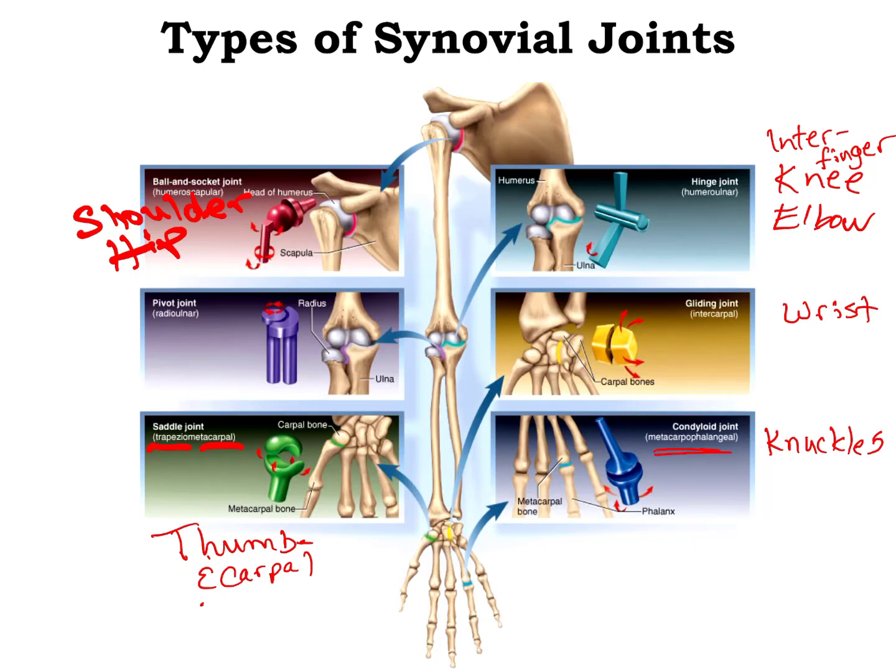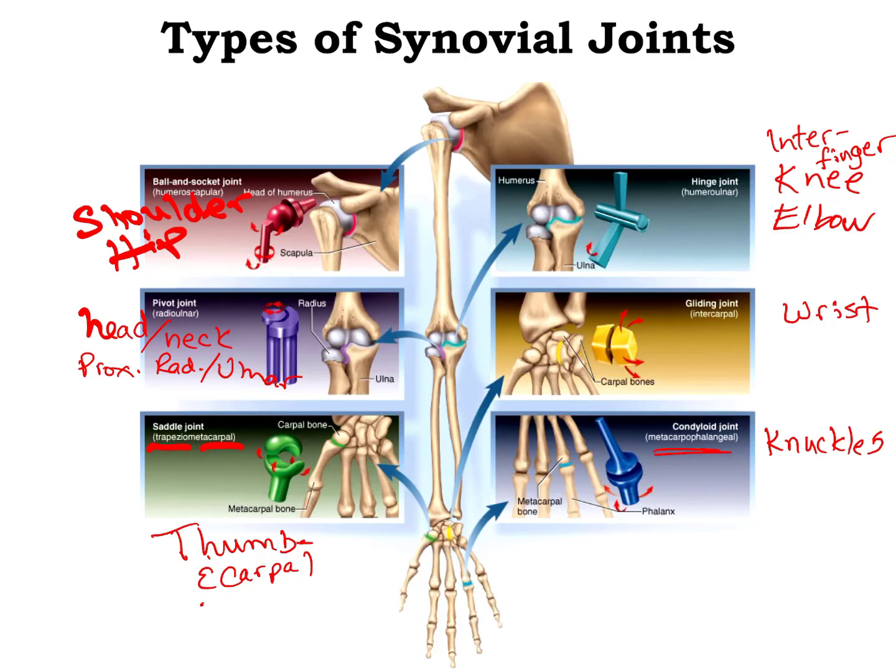And the pivot joint is going to be at your head and neck, and at the proximal radial-ulnar end of your bone that allows you to supinate and pronate.